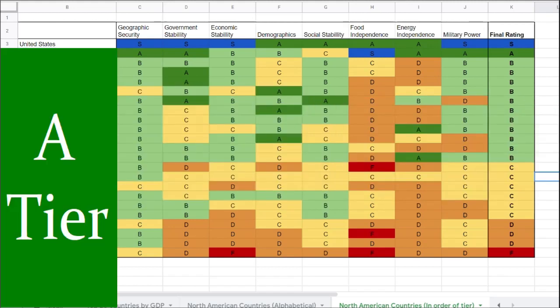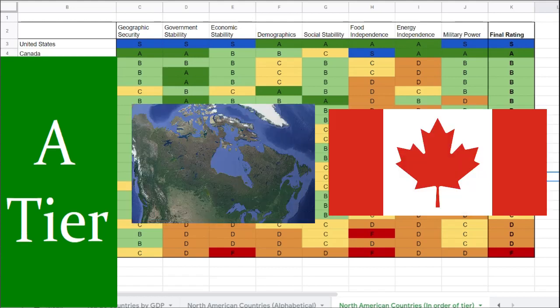Now, A tier. Actually, we only have one A-tier nation in North America, and that is Canada. Well, let me explain. Canada's geographic security, A tier. Very similar to America. The only issue is that they're next to America, and America is much more capable of invading Canada than Canada is capable of invading America.